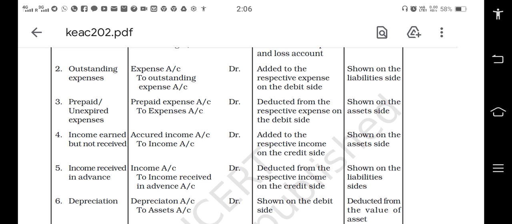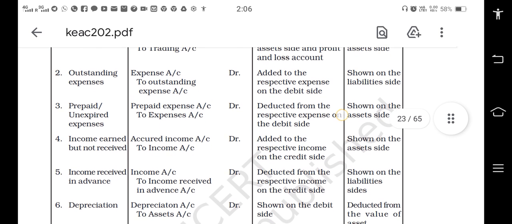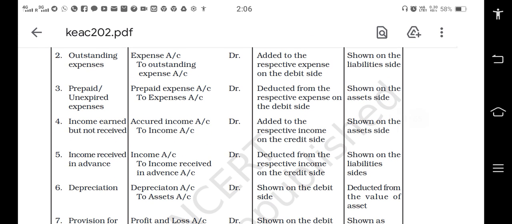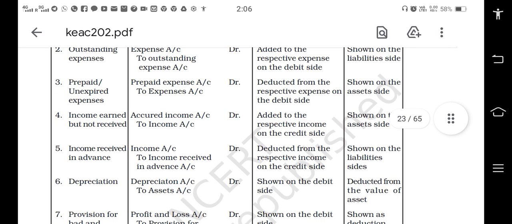Income earned but not received, that means the accrued income. Accrued income means income already earned but not yet received. Such a type of income is an asset. That's why it should be shown on the asset side of the balance sheet, and as income, it has to be shown on the credit side of the P&L account. Income earned but not received, that's what we call accrued income.